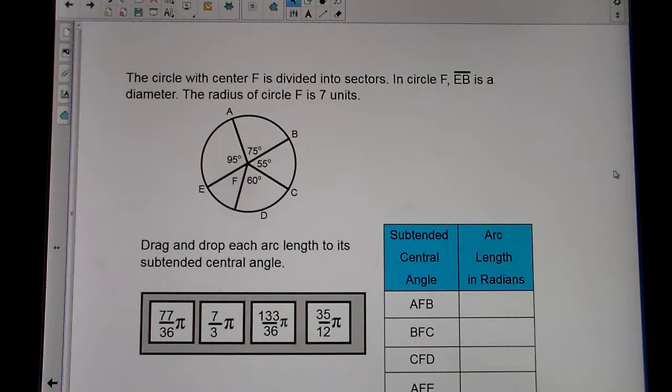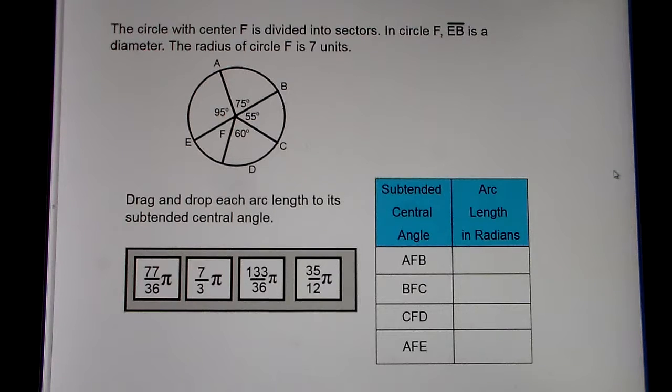So what we have here, we have the circle with center F divided into sectors. In circle F, EB is a diameter. The radius of circle F is 7 units. And we're going to get a whole bunch of these and we're just going to drag and drop. So we know the important information is the 7 units for the radius.